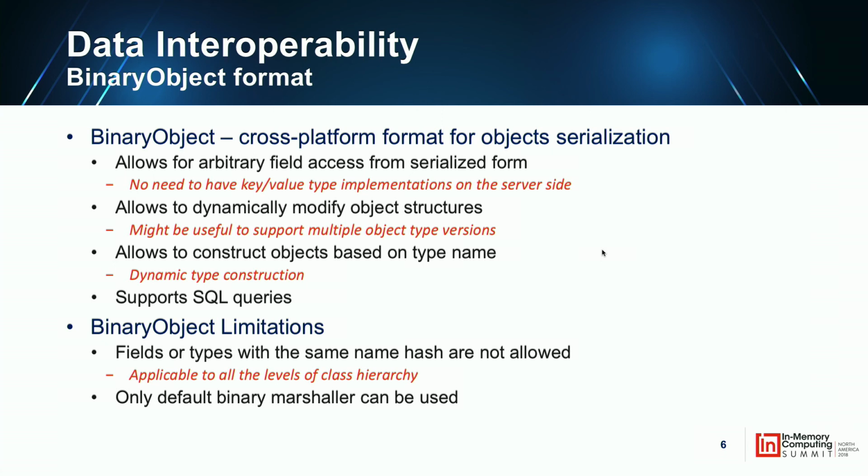At the same time, binary objects have a number of limitations which application developers should also keep in mind. One of them is that it relies on the name hash value. So you shouldn't have anywhere in your class hierarchy the same field or class name which has the same hash value. And only the default marshaller can be used for binary objects.